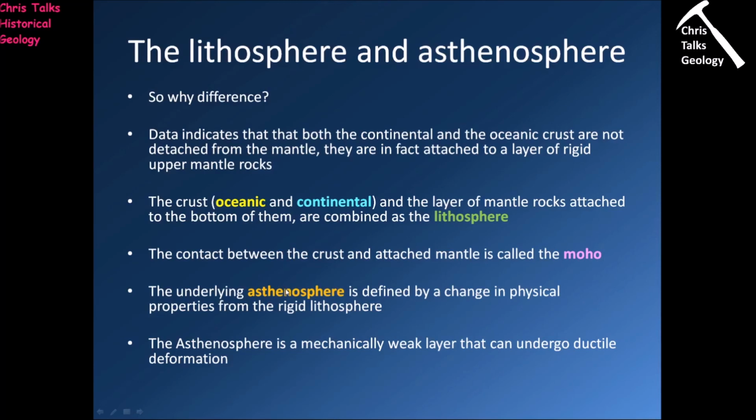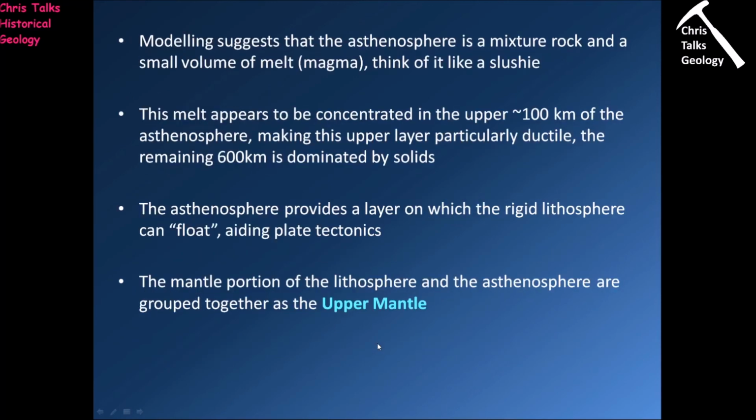Now, because the asthenosphere and that little bit of mantle rock stuck onto the bottom of the oceanic and continental crust have the same composition, they are sometimes referred to as a unit, and that unit is sometimes referred to as the upper mantle. So I hope that made things clear.